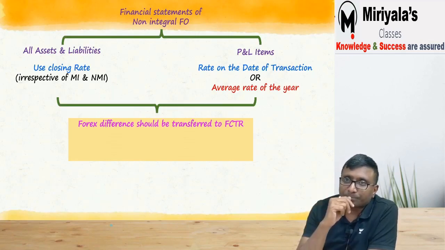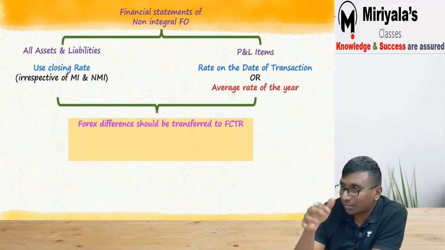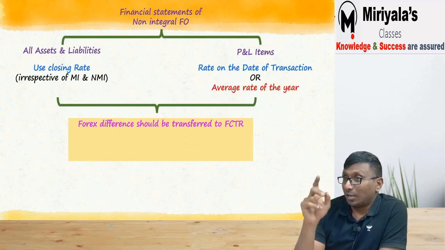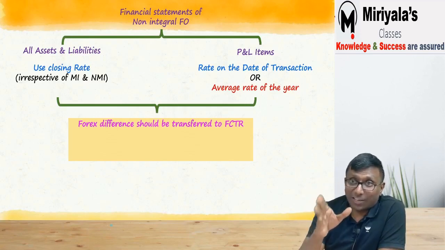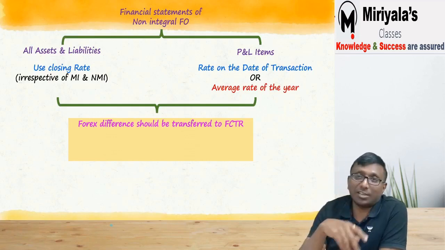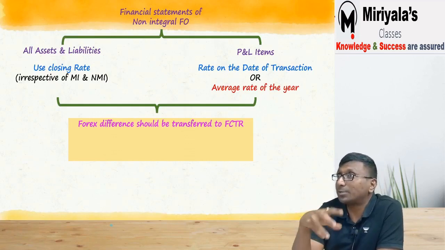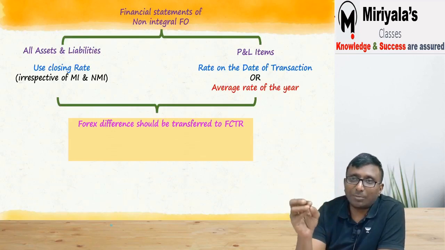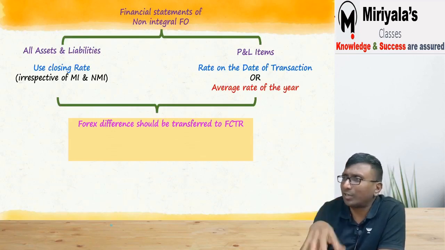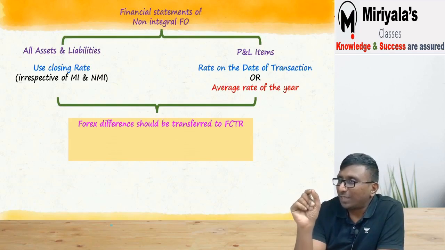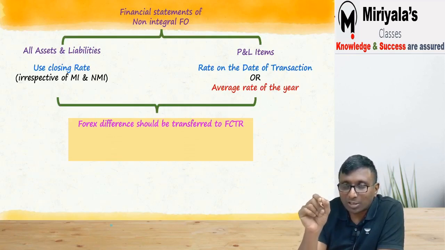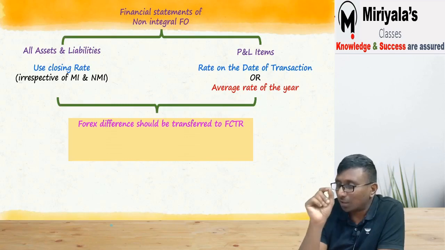For equity share capital, you can take the rate on the date of acquisition. The date on which you acquired, that is, purchased, the subsidiary company: the date of acquisition rate you should take. And the reserves which were existing on the date of acquisition, for those reserves also you take the rate on the date of acquisition. For example, you bought a company on 1/4/2019; whatever the equity share capital and the reserves and surplus existing on that date, you have to apply the rate on the date of acquisition.